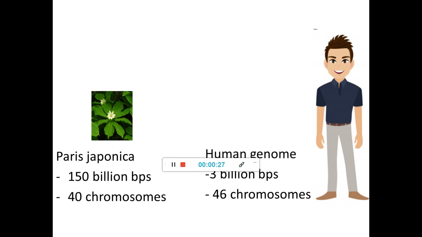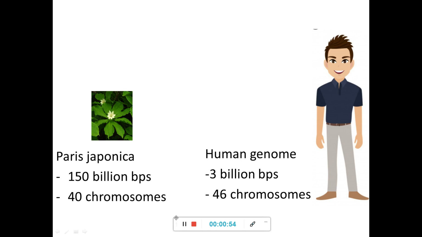If you consider the human genome, you can see that it is made up of 3 million base pairs, arranged into 46 chromosomes. Another eukaryote, Paris japonica, is a plant which was found in Paris. Why is this plant noted? It is the largest eukaryotic genome reported, and it has about 150 million base pairs.